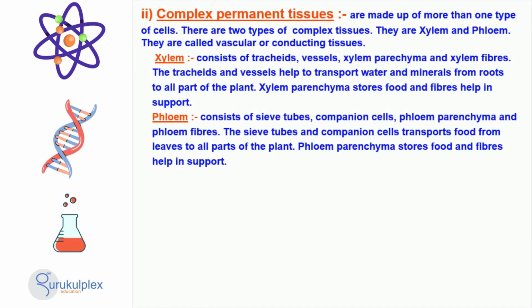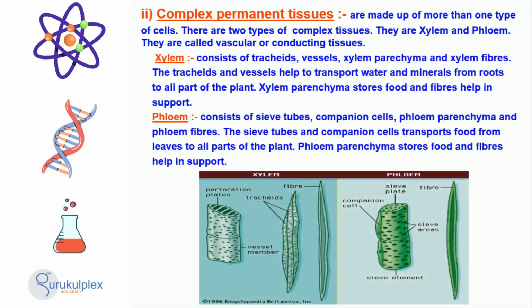This slide is discussing complex permanent tissues and its two components: xylem and phloem. Xylem is composed of tracheids, vessels, xylem parenchyma and xylem fibers that are responsible for the transportation of water and minerals from the roots to all parts of the plant, as well as food storage.